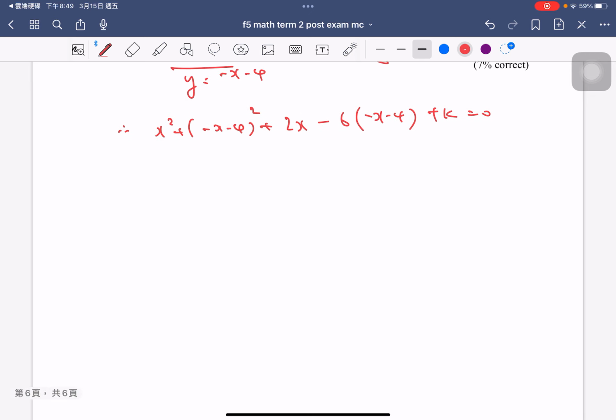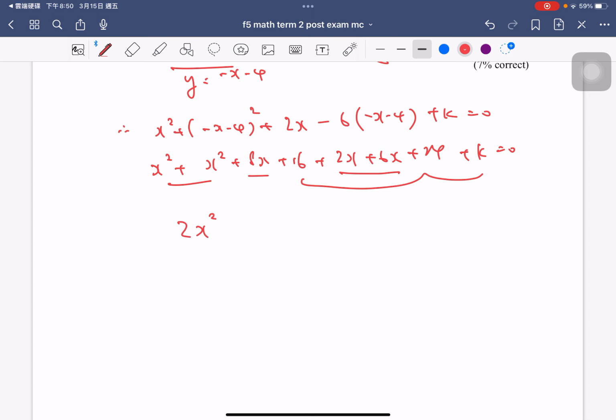So now I can expand the brackets. I have x squared plus x squared plus 8x plus 16 plus 2x. This is a negative times a negative, so giving you plus 6x. Again, negative of negative is positive, so plus 24 plus k equals 0. Now we can group the x squared together with the x terms and the numbers. We have 2x squared plus, 8 plus 2 gives you 10, 10 plus 6 gives you 16, so plus 16x, plus 16 plus 24 plus k, so plus 40 plus k equal to 0.